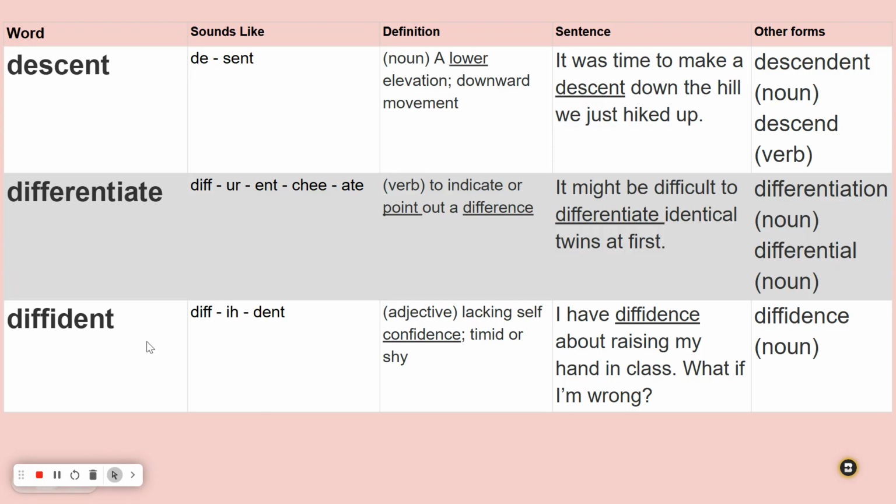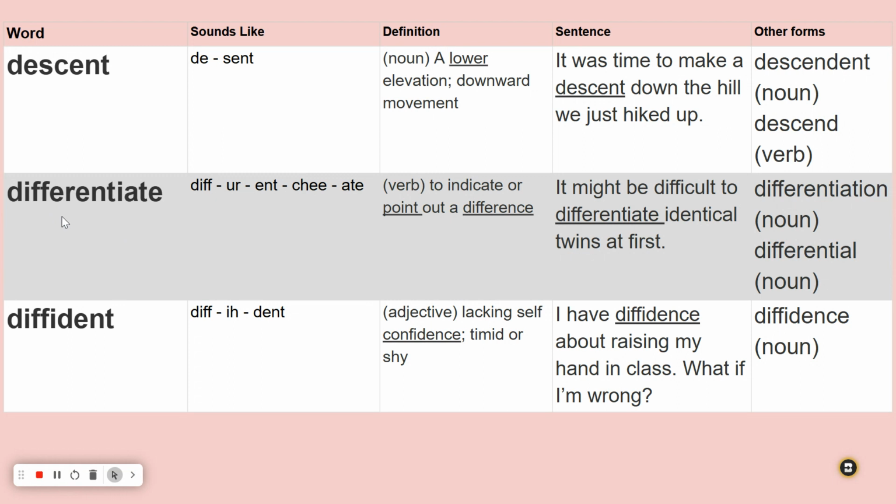Differentiate has different in it. So that's a good clue here. To indicate or point out a difference. It might be difficult to differentiate identical twins at first. It might be difficult to tell them apart.